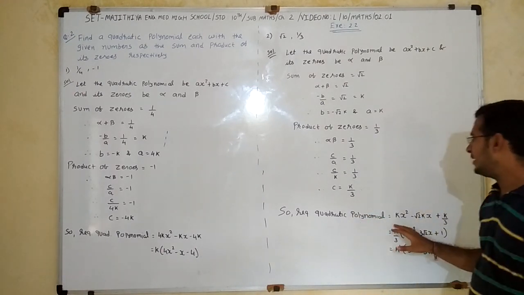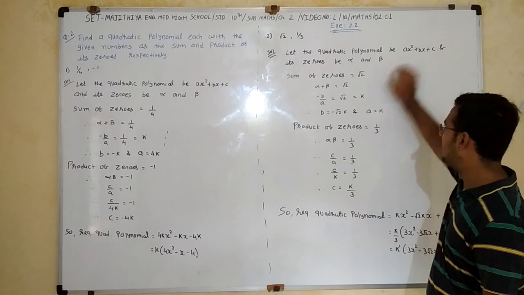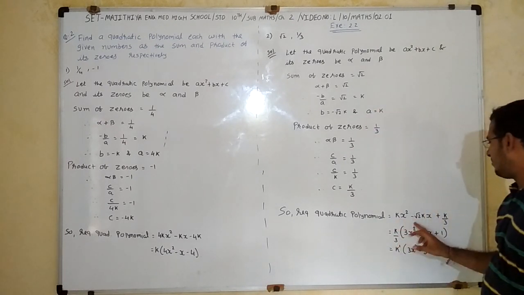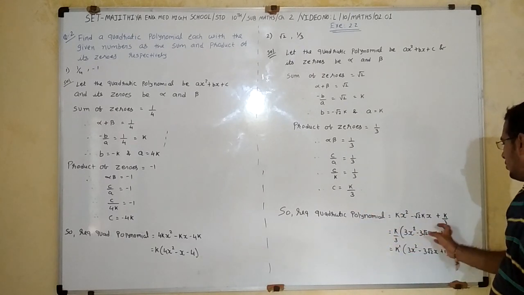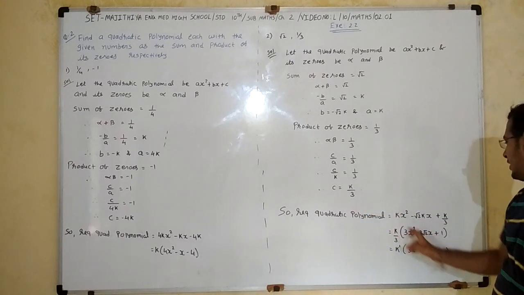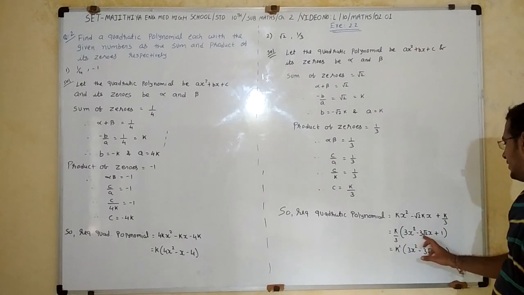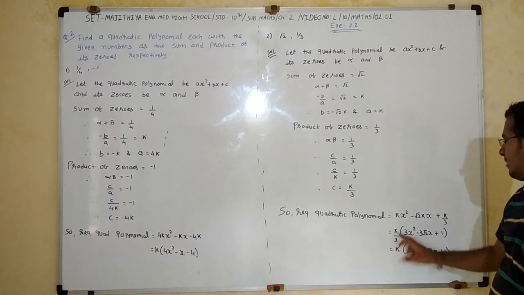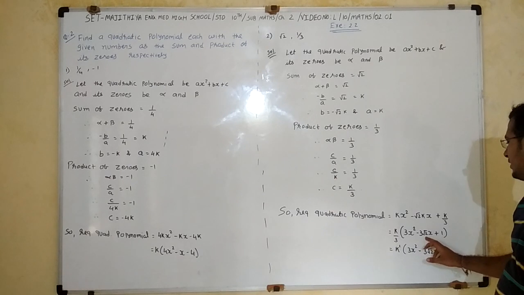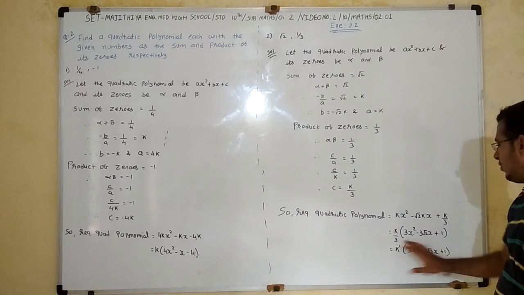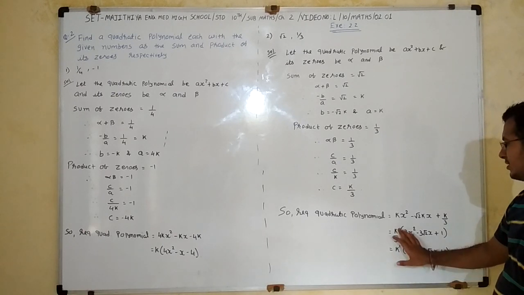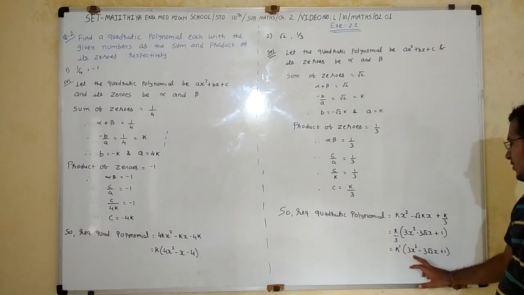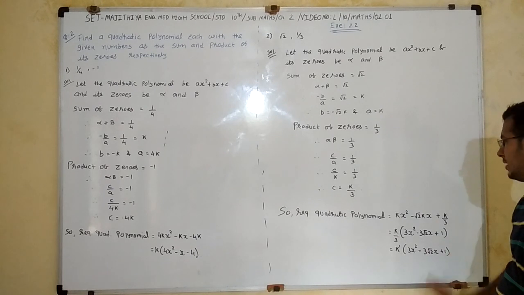So the required polynomial is, putting the values of a, b and c, kx square minus root 2 kx plus k by 3. Taking k by 3 common, we multiply by 3 root 2 and 3, and get k by 3 in brackets 3x square minus 3 root 2 x plus 1. If you have to write it like this, then fine. Otherwise I just take k by 3 is equal to k dash. So 3x square minus 3 root 2 x plus 1. That is our answer.